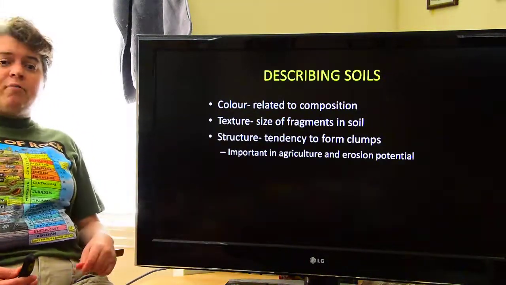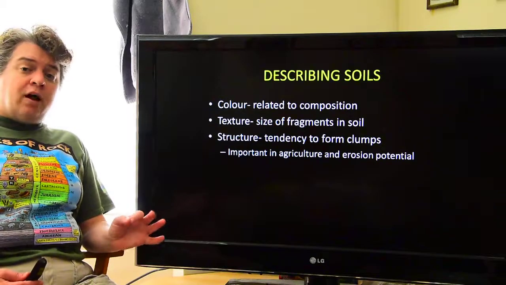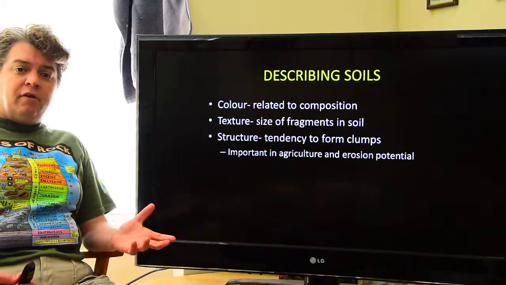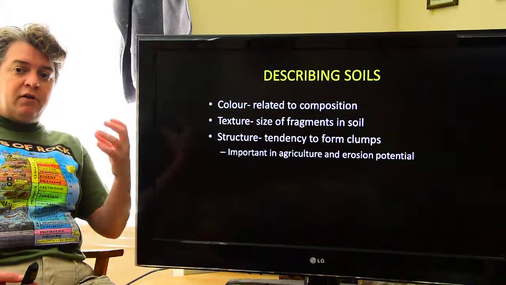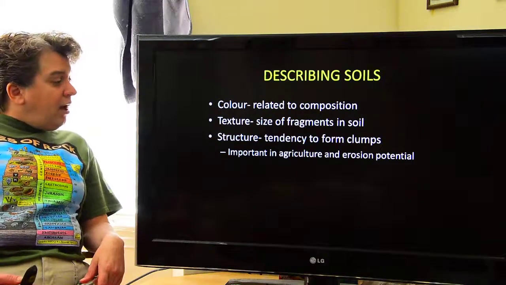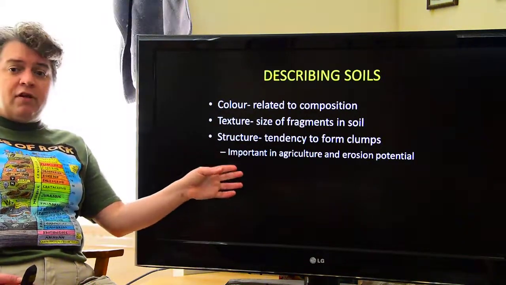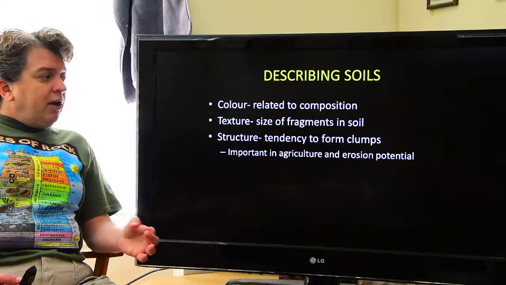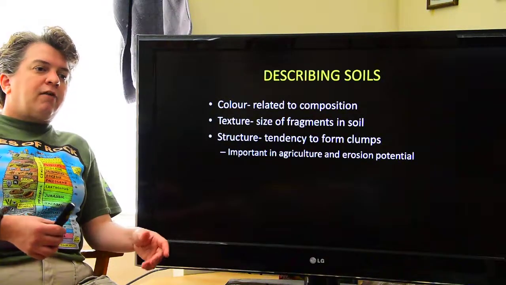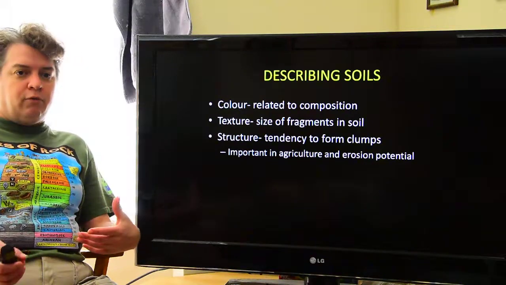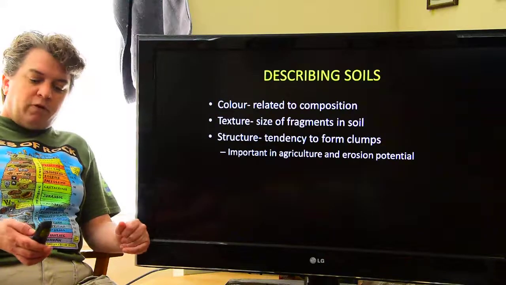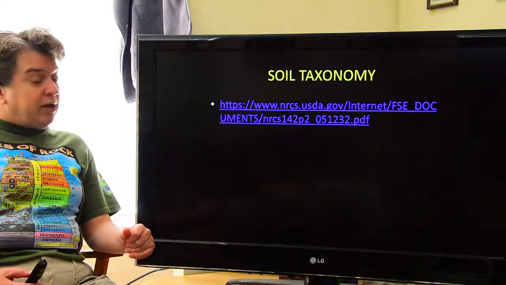Now, when we describe soils, we also describe their structure. This is the tendency to form clumps, and in soils we call these clumps peds, P-E-D-S. Again, this is important in agriculture because how clumpy the soils are affects how plants will take root and also what the erosion potential for that soil might be.